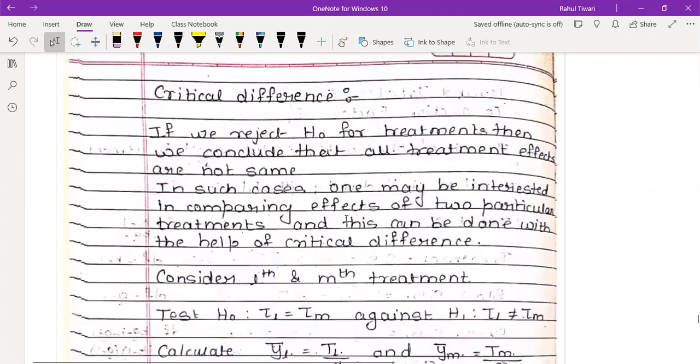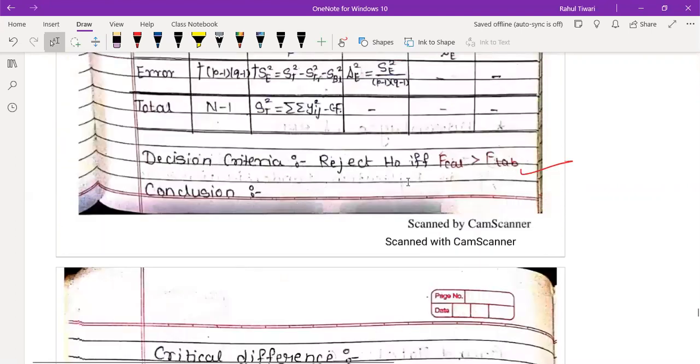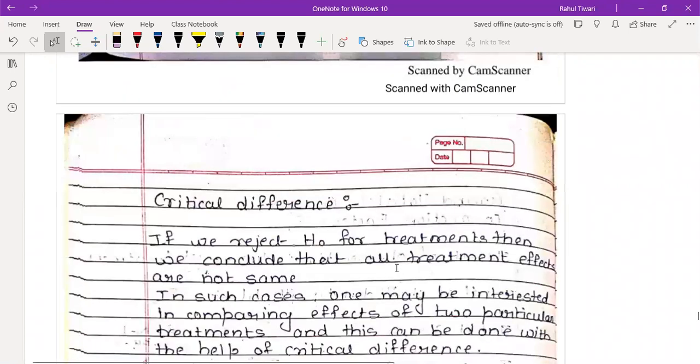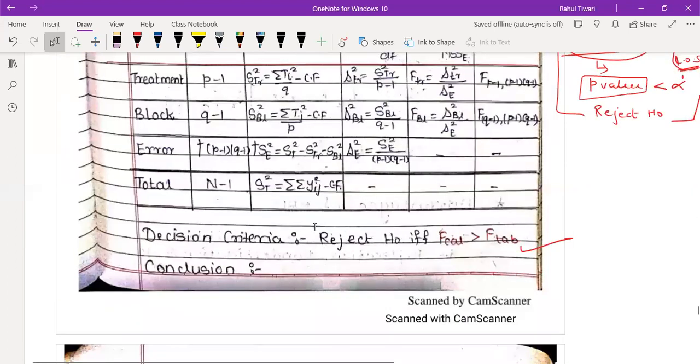So, if you reject the null hypothesis, then we go for the critical difference method. That criteria you should always remember. What am I saying? When my hypothesis is rejected, it means I am interested to know which treatment effect is same. Okay, which treatment effect is same.